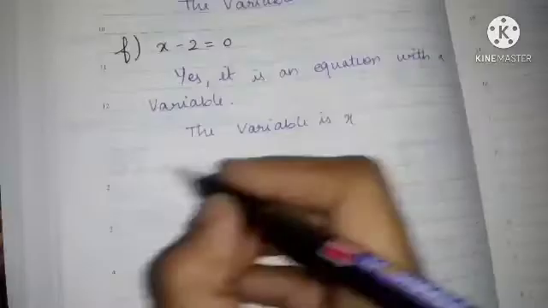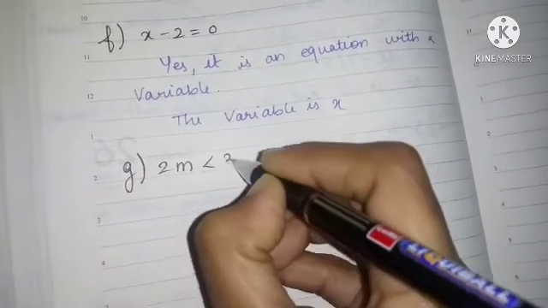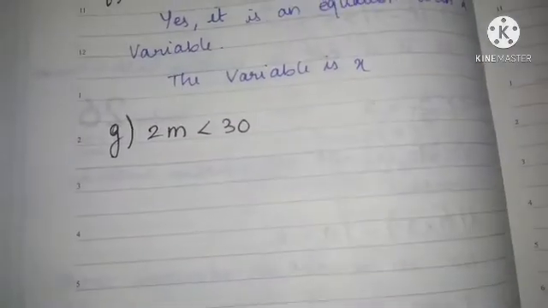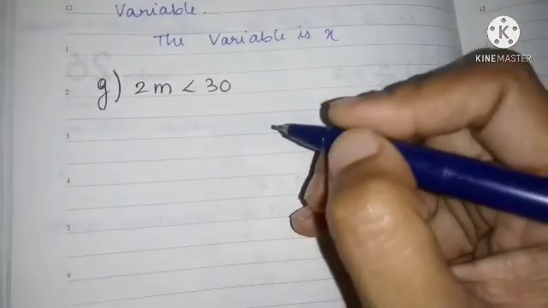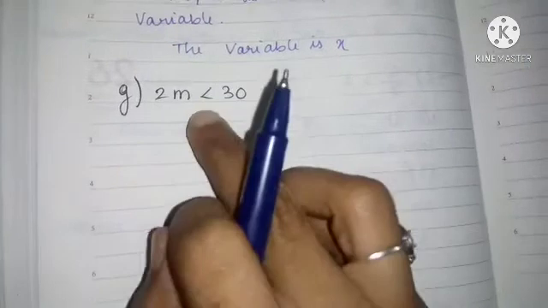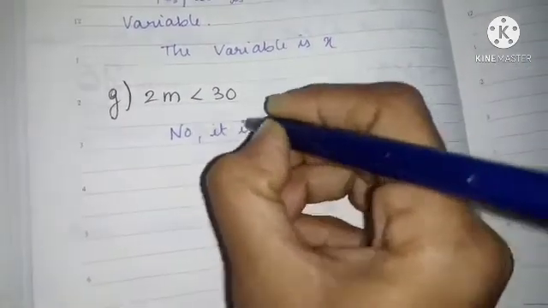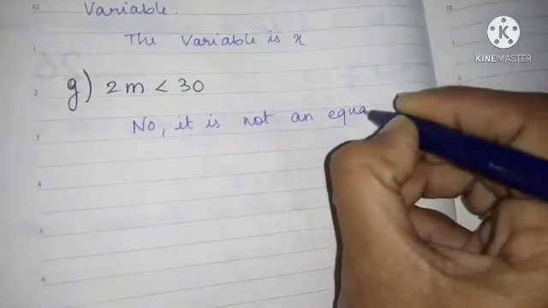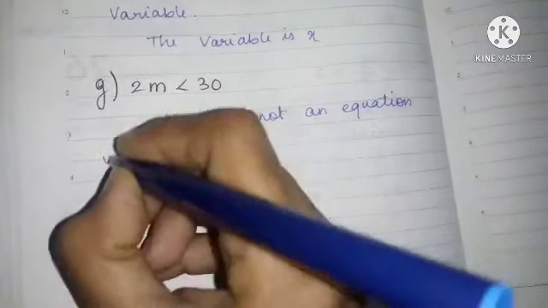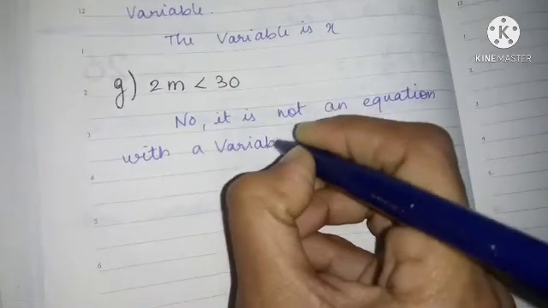Next, problem G: 2m less than 30. Is it an equation? No, it is not an equation because there is no equal to sign. So it is not an equation with a variable.